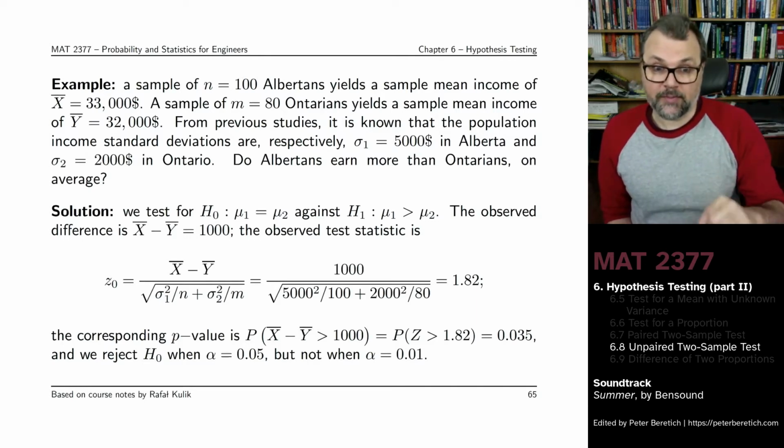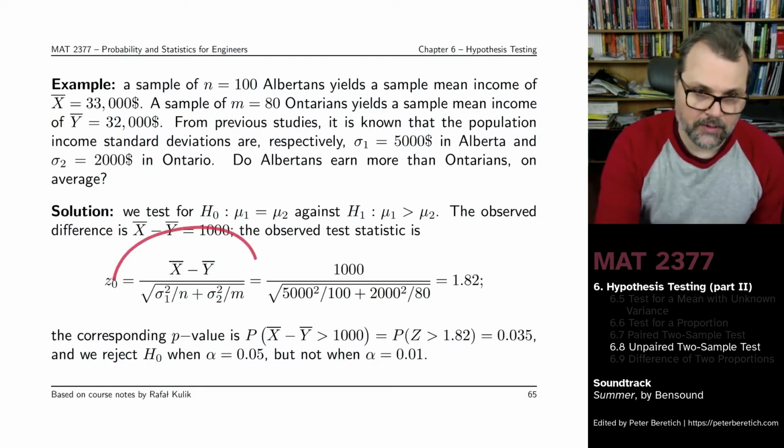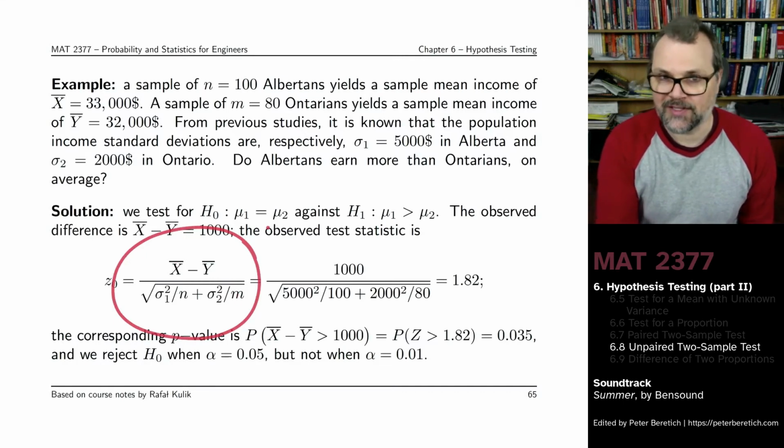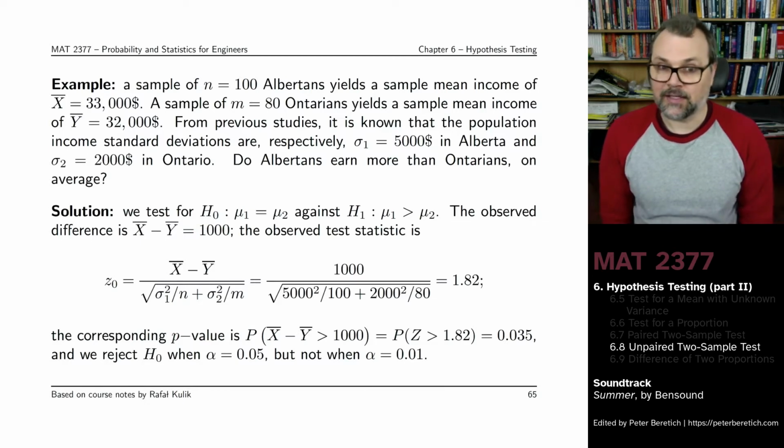The observed difference between the sample means is 1,000, x bar minus y bar, and so the observed test statistic would then be x bar minus y bar divided by the square root of sigma 1 squared divided by n plus sigma 2 squared divided by m. And all you need to do, once you've remembered what test statistic you're supposed to be computing for this unpaired test, is to replace x bar, y bar, sigma 1 squared, n, sigma 2 squared, and m by the values that you've been given. If you do so, you will get that the Z statistic for this comparison is 1.82.